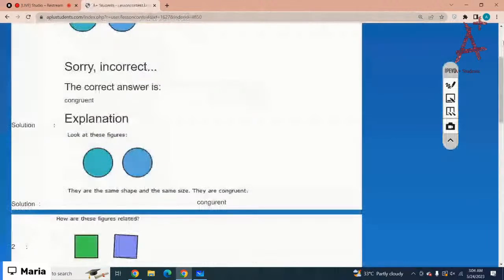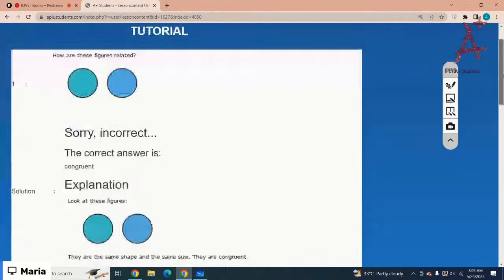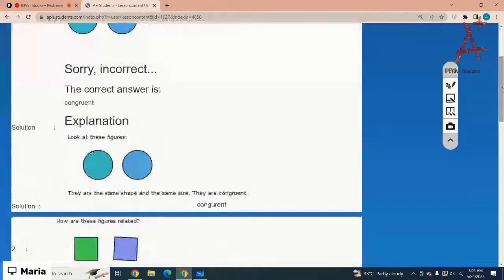Okay, are these two figures related? They are congruent. What does it mean that they are congruent? They are the same shape and same size. If two shapes are the same shape and same size, that means they are congruent. Got it? They are congruent.